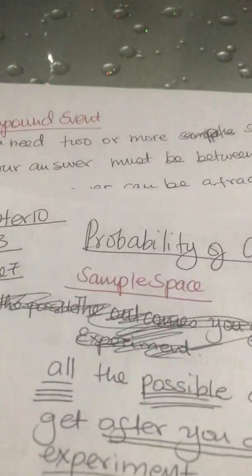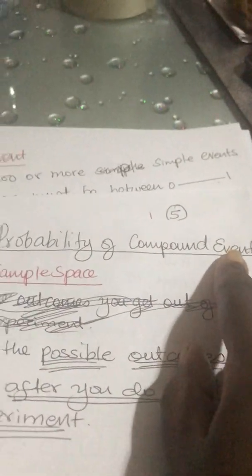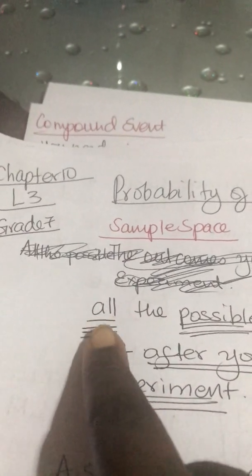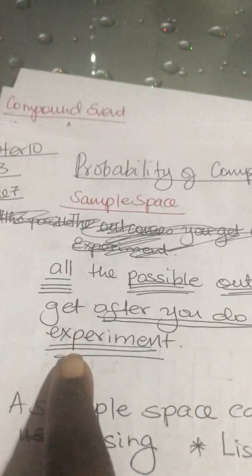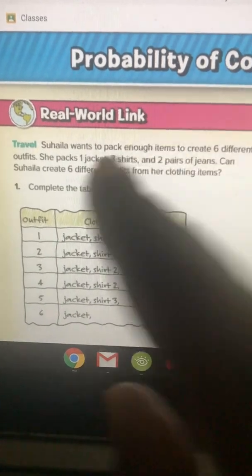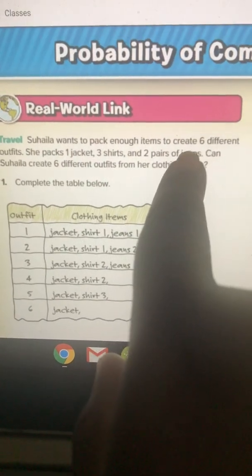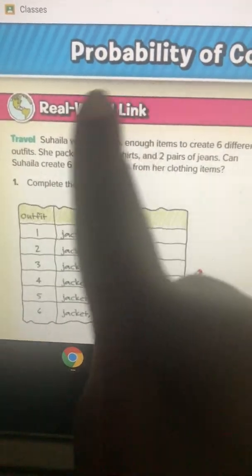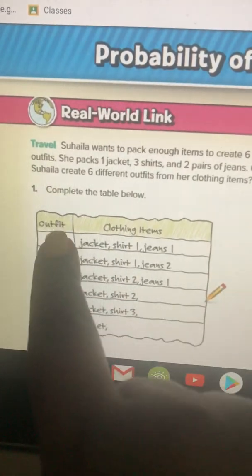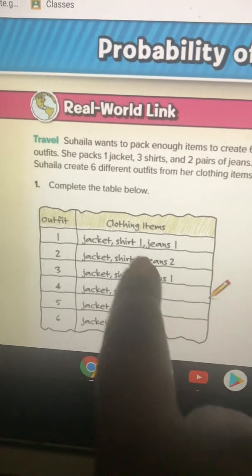so I started here. Probability of compound events, sample space. We need to define what is a sample space. It is all the possible outcomes you can get after you do the probability experiment. Now, here, as you can see, this is Suhaila. She wants to pack enough items to create 6 different outfits. 6 different outfits. Okay? So, as you can see, this is her arrangement.